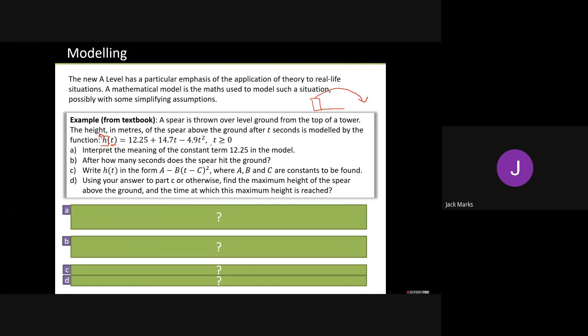And there's a restriction. t must be at least 0. t is the seconds, so it's time. So you can't have negative time, not in this course anyway. So what do these things mean? Well, what does 12.25 mean? 12.25 is the only part without a t, so it's independent of t. That means if you do h of 0, you'll get 12.25.